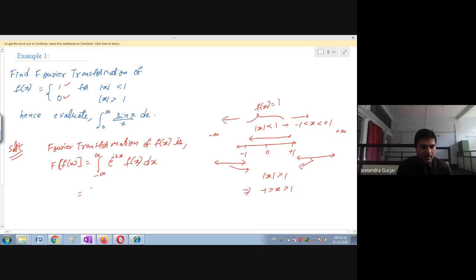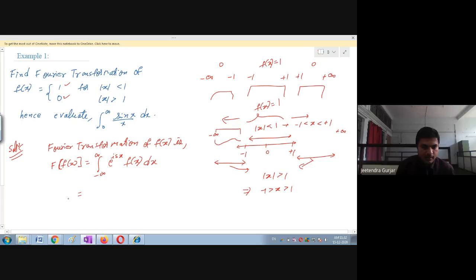So to delete this value, what I will do, I will break this minus infinity. How? Minus infinity to -1, I will take this part. Then next I will take this part, and I will take this part. So this is from minus infinity to -1, where the function is 0. This is -1 to +1, where the function is 1, and this is +1 to plus infinity, where the function is also 0.